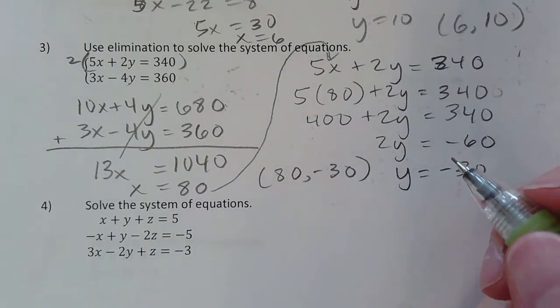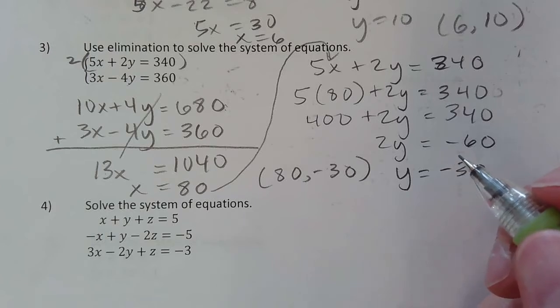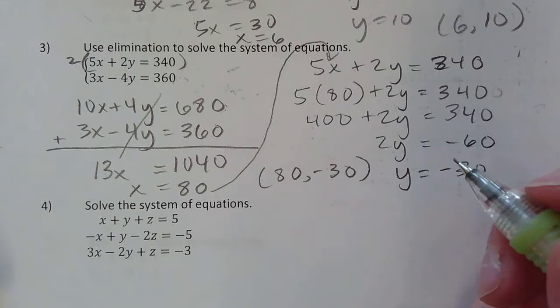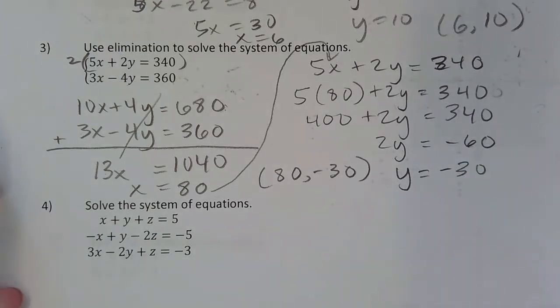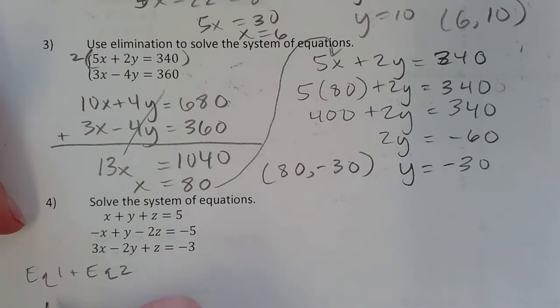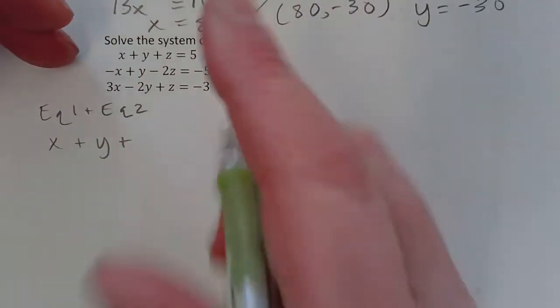This next one is a system of 3 equations. So with a system of 3 equations, what we do is we work with 2 of them and we cancel a letter out. And so when I look at these, it seems like my x's would be really easy to cancel. So I'm going to take my equation 1 and I'm going to add equation 2 and see what I get here. So let's see, x plus y plus, I need to move this up a little bit, z equals 5.